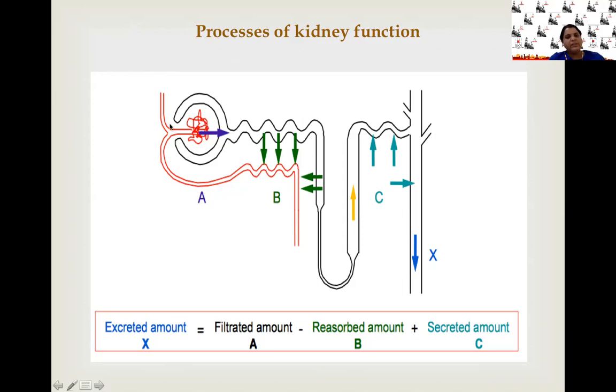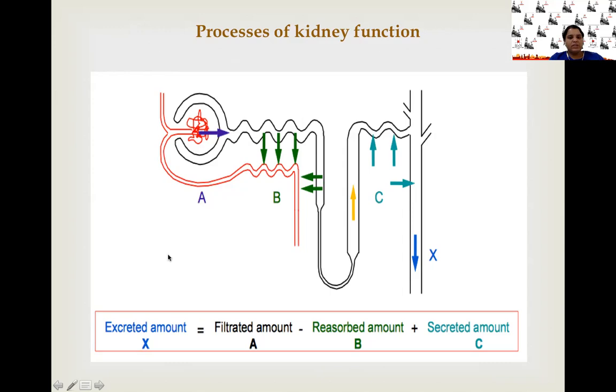filters the plasma, and this filtration varies based on the location of the glomerulus and certain physiological and pathological conditions. So each glomerulus will have a unique GFR, and the combination of the GFR of all the nephrons is the GFR which we are calculating. The movement of water across the glomerulus follows the Starling forces.